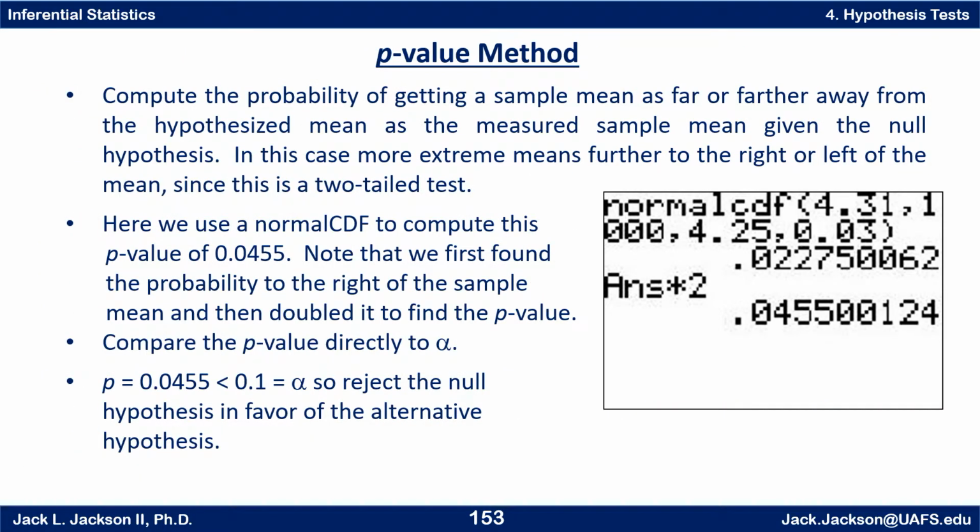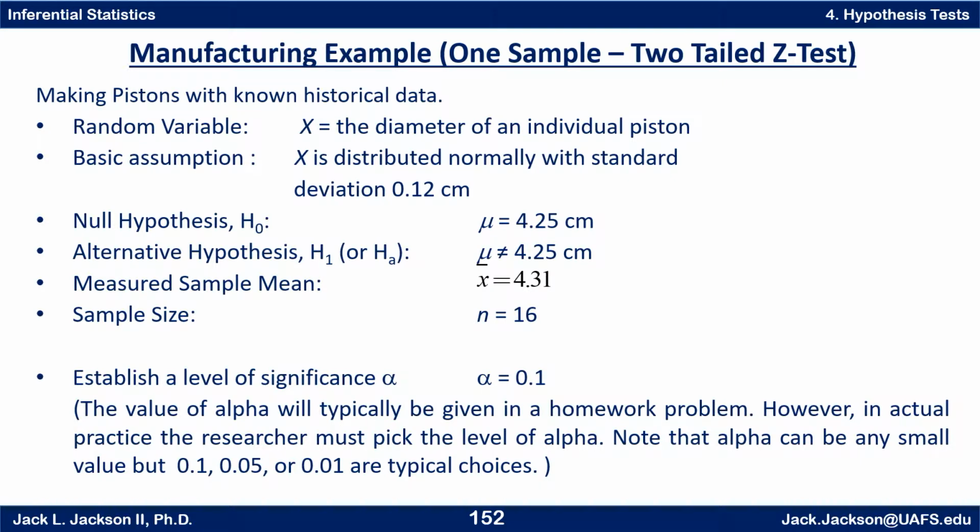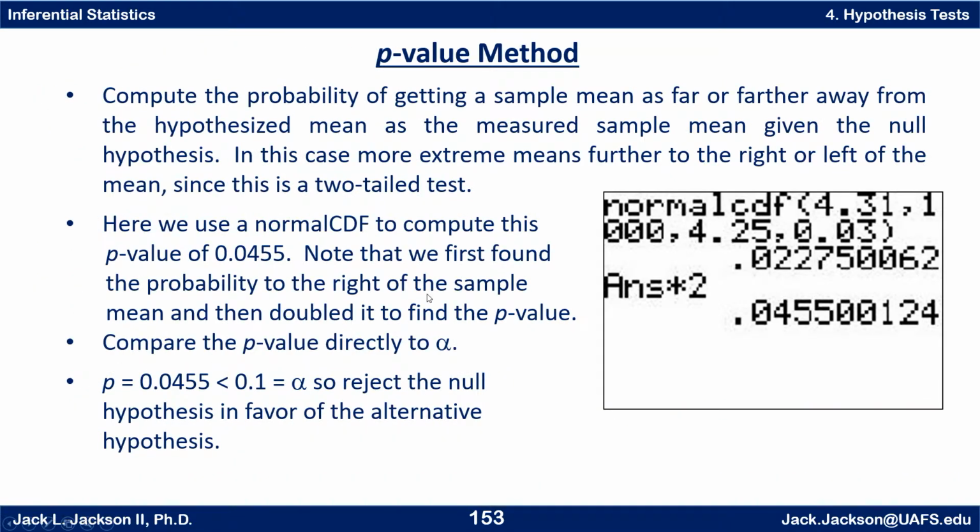Same as last time. So the probability of getting a sample mean as far or farther away from the hypothesized mean as what we measured, we actually got, the 4.31. What is that probability? Well, notice that 4.31 is to the right of the hypothesized mean, which was 4.25. So we're wanting to know the probability to the right of 4.31.